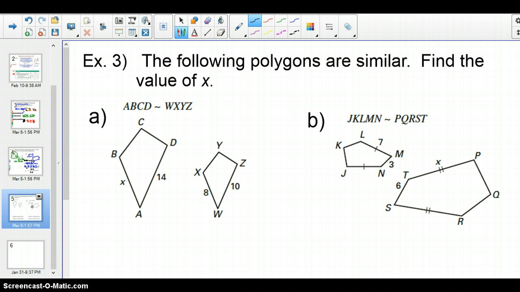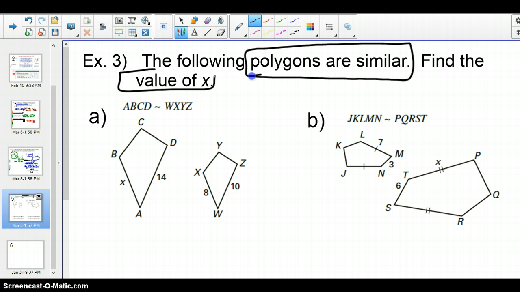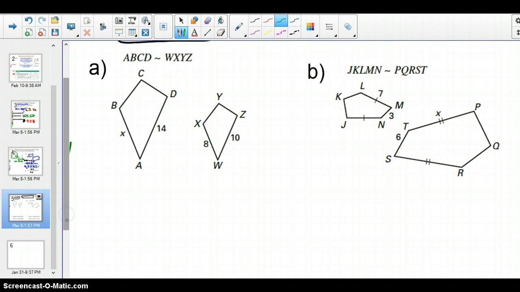All right, last example. In this example, you are told that the polygons are similar. You don't have to show it. You just need to find the value of x is what they want. So for part A, they tell you that ABCD is similar to WXYZ. What that means is that the length AB is proportional to the length WX, which is 8, and that proportion must be equal to the ratio of AD, which is 14, to WZ, which is 10.